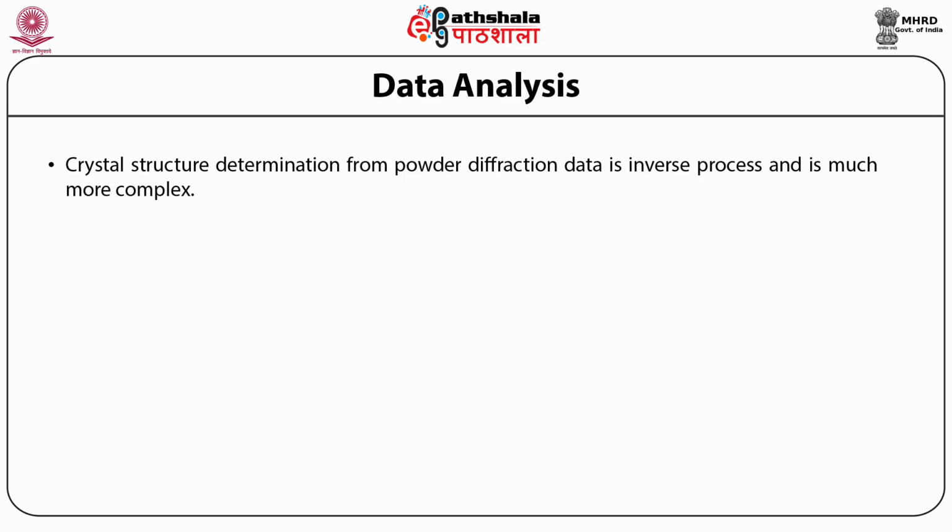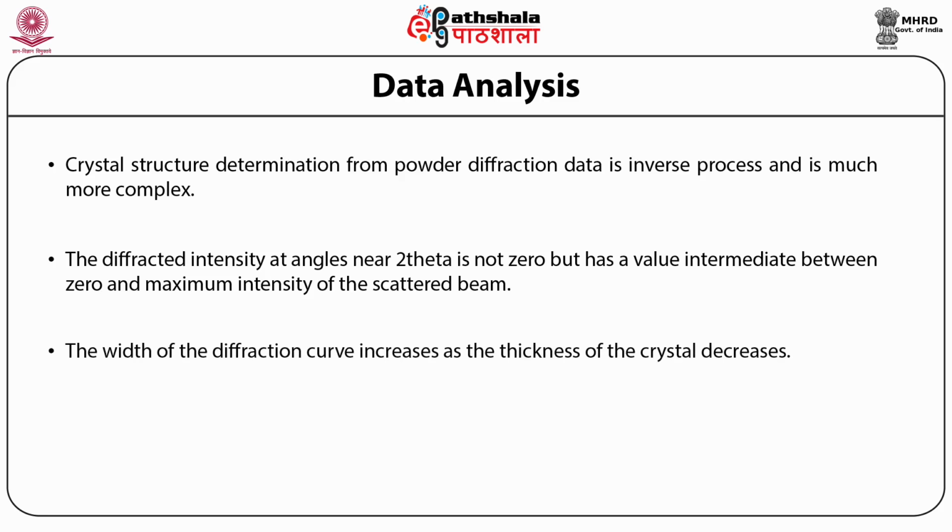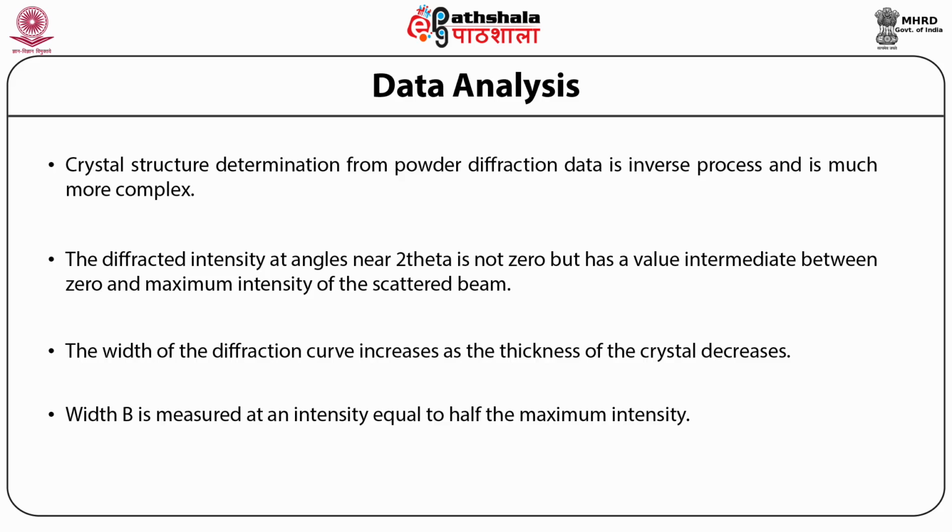If the path difference between X-rays scattered by two planes is an integral multiple of the wavelength, then it leads to constructive interference. Now consider the incident rays make Bragg angles only slightly different from theta B, then we observe that the destructive interference is not complete. It is observed that the diffracted intensities at angles near 2 theta are not 0, but have a value intermediate between 0 and the maximum intensity of the scattered beam. The width of the diffraction curve increases as the thickness of the crystal decreases. The width B is measured at an intensity equal to half the maximum intensity.